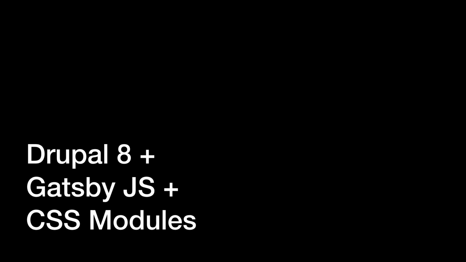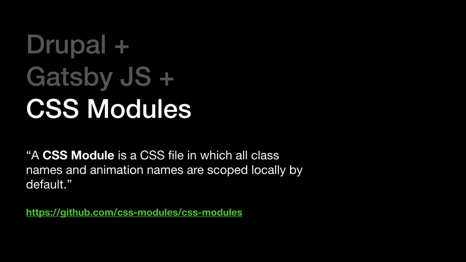Up until this project, we had been dabbling with React. We often were using a separate Sass build process that would get just plopped on top of our React app. This site, we tried out the idea of CSS modules. They're a little bit funky, but they were an interesting experiment. A CSS module is a CSS file in which all class names and animation names are scoped locally by default.